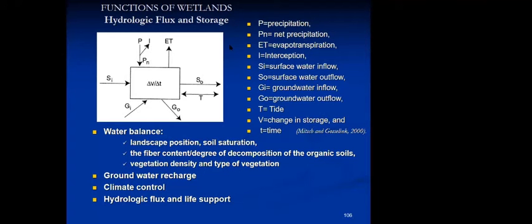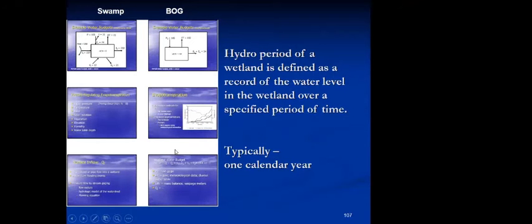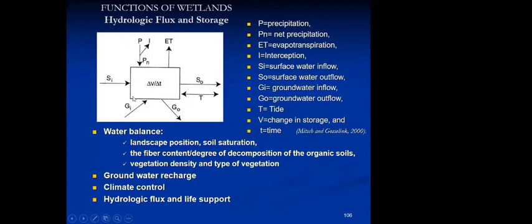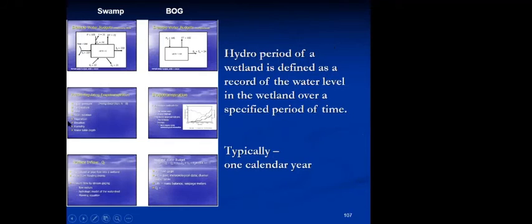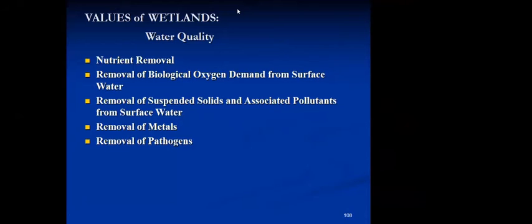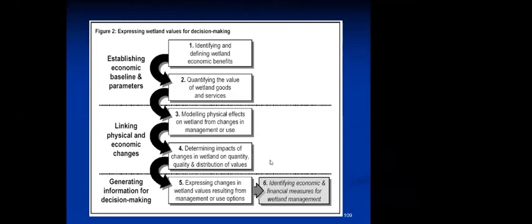So now the same thing, the wetland hydrological water balance: what comes into the system, what goes out. So we need to work out how much evaporation and evapotranspiration takes place. And it should be supported with the values of water quality. See, now what I am targeting is expressing wetland values for decision making.